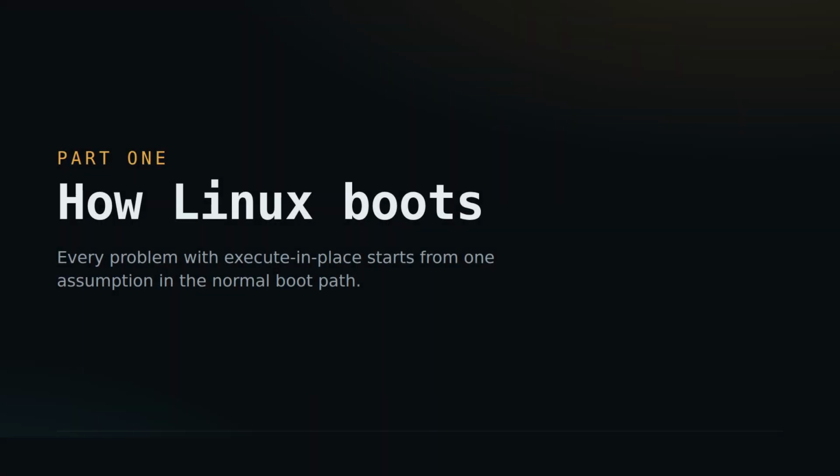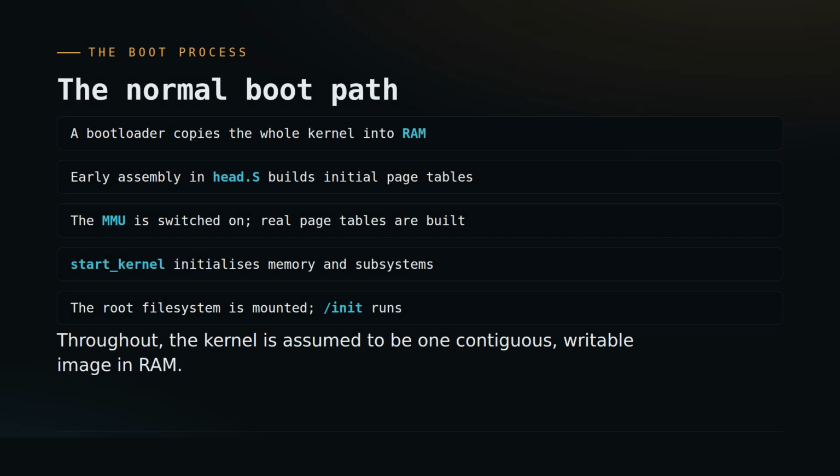To understand the problem, it helps to see how an ordinary ARM64 kernel boots. Normally, a bootloader copies the whole kernel image into RAM and jumps to it. Early assembly code sets up initial page tables. It turns on the memory management unit. The kernel then builds its real page tables. It initializes memory. It mounts a root file system.